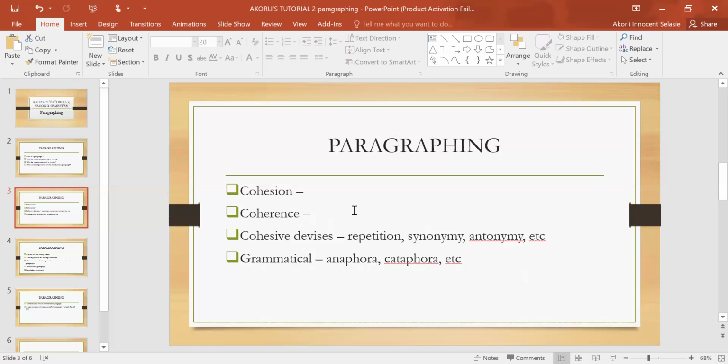Then, better coherence comes when there is cohesion. In other words, cohesion must be there before coherence. When there is coherence, the whole writing achieves unity.